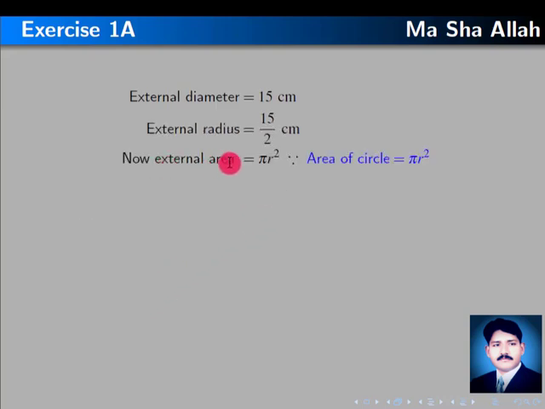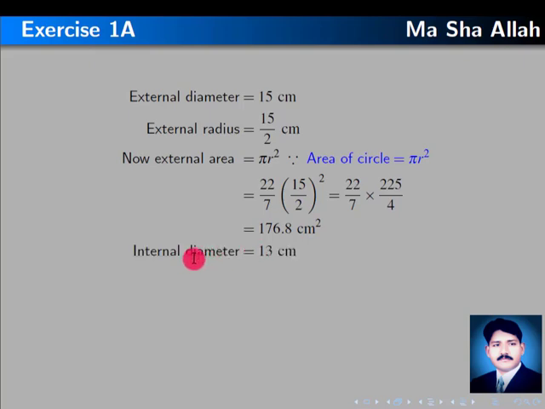Now, area of the external circle is equal to pi r square. This is the formula to find the area of the circle. Here we put the values of pi, which is equal to 22 by 7. Here r is 15 by 2 and the square of 15 by 2 as r square. 15s are 225 divided by 2 2s are 4. When we simplify, we obtain 176.8 centimeter square. This is the area of the external circle.